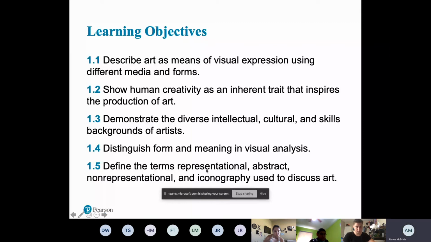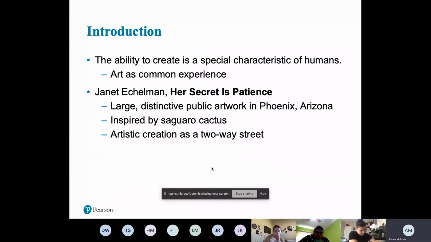Important vocabulary terms are down here. So throughout Chapter 1, we're going to be learning vocabulary words like medium and media and mixed media, as well as representational, abstract, non-representational, and iconography. So if you're wanting to focus more on vocabulary, then you might want to jot down those words. But of course, they're going to be in bold as we go through this presentation too. So just an introduction to Chapter 1's lecture.